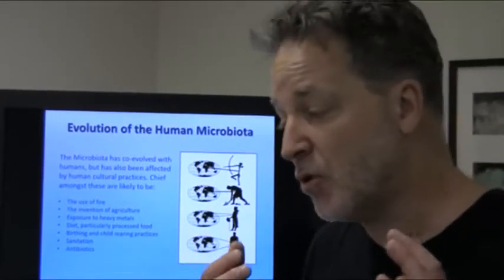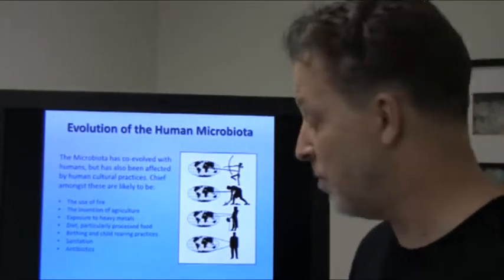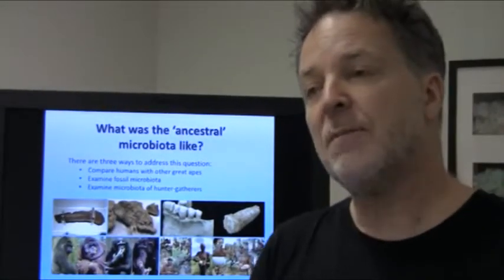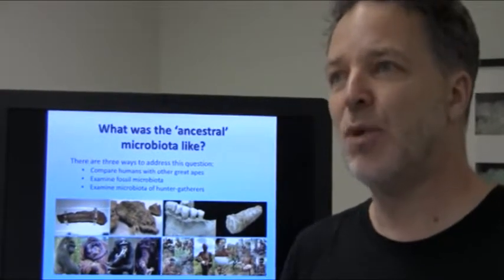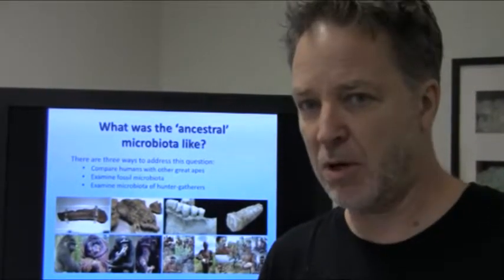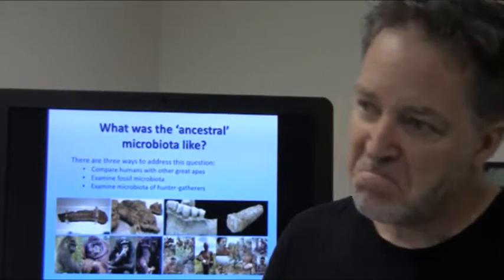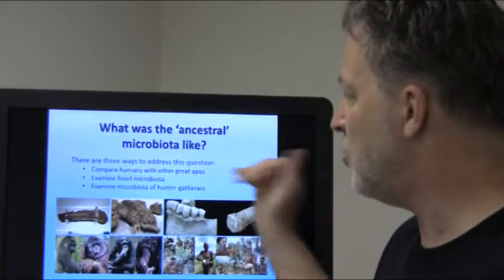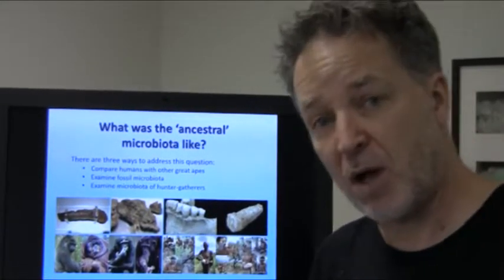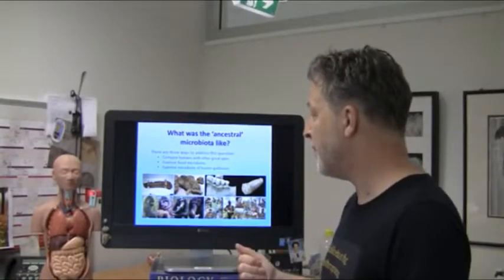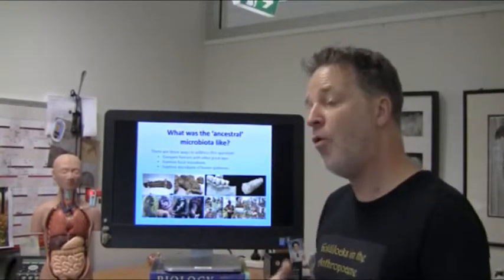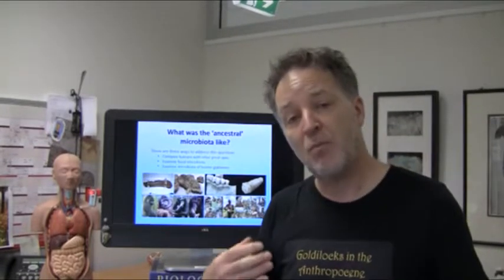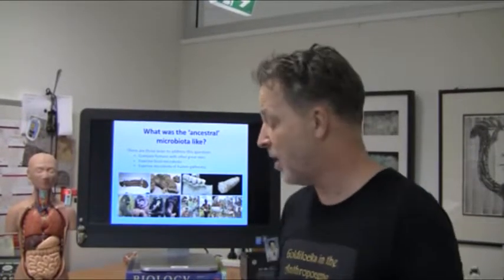I'm not going to be able to touch on all of these, but I'll try and go through some of them. We can ask, what was the ancestral microbiota like? What was the original microbiota, say, 500,000 years ago? And there's a number of ways of doing that. We can compare humans with the other great apes, orangutans, chimpanzees, things like that. We can examine fossil microbiota, or we can examine the microbiota of present-day hunter-gatherers who have a diet and lifestyle more like the original humans that we have developed from.